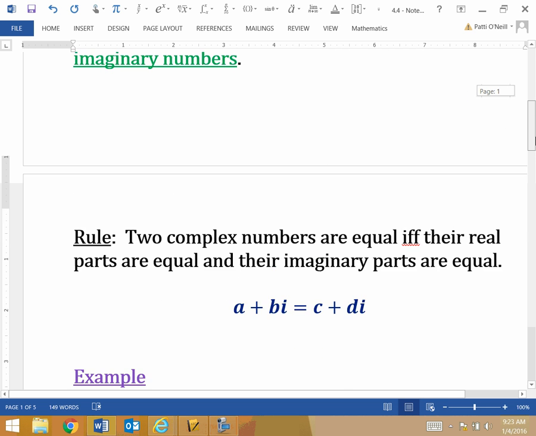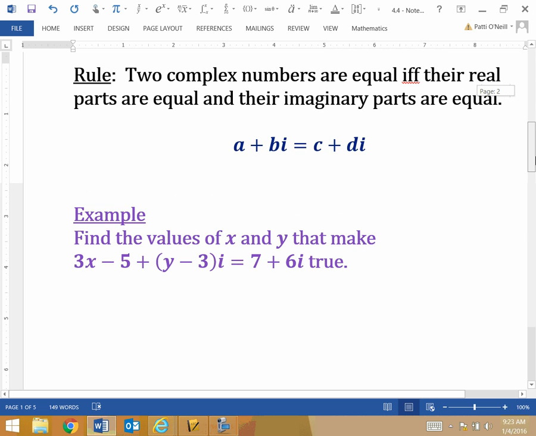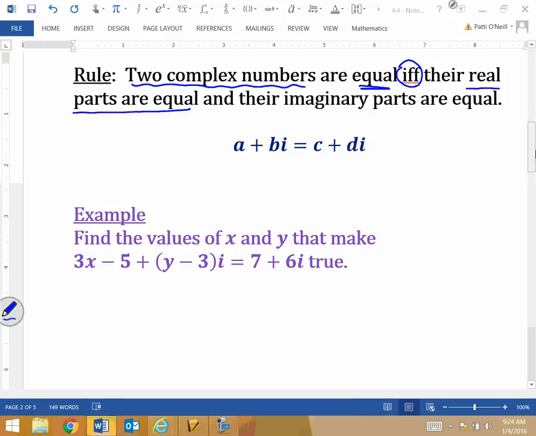So moving on to the next page. This would tend to make sense. I think it's pretty much common sense as we go through this rule, but we'll talk about it a little bit. Two complex numbers are considered to be equal if and only if, that's the iff, their real parts are equal and their imaginary parts are equal. So we've got to make sure the real parts are equal, and we've got to make sure that the imaginary parts are equal.